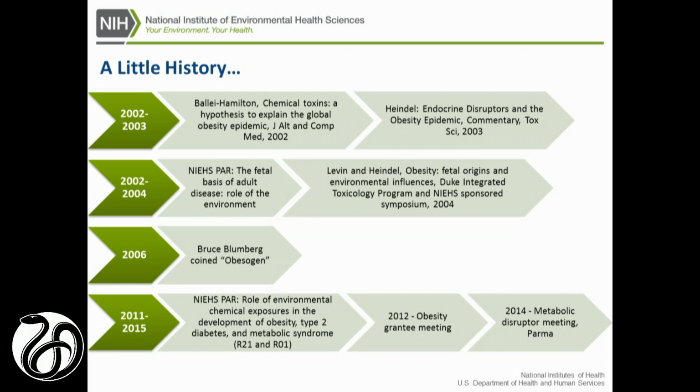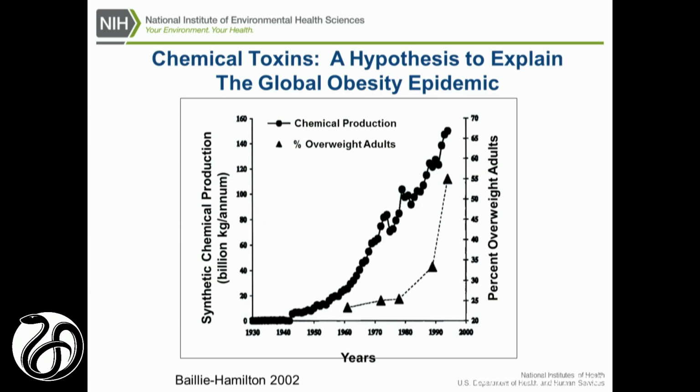I think the field really started in 2002 with this review article by Paula Bailey Hamilton, Chemical Toxins, a Hypothesis to Explain the Global Obesity Epidemic. In that article, she put together a couple of nice charts, and this one shows the increase in chemical production over time and how after a lag period of a generation or so, that correlated with the increase in obesity. Of course, it's just a correlation, but it pulled together a lot of data and got people thinking.